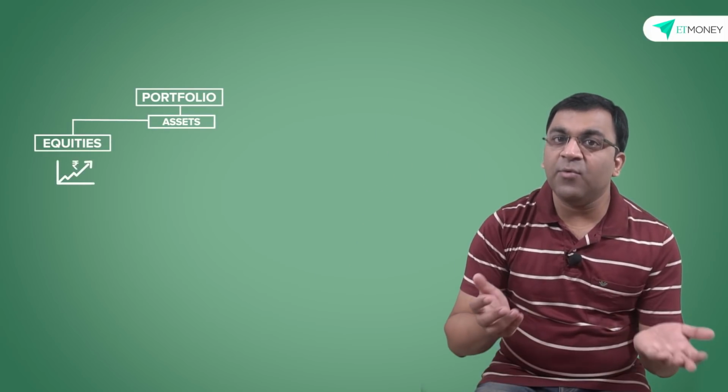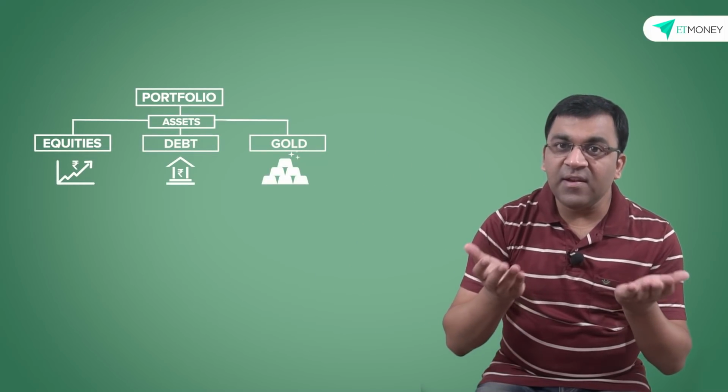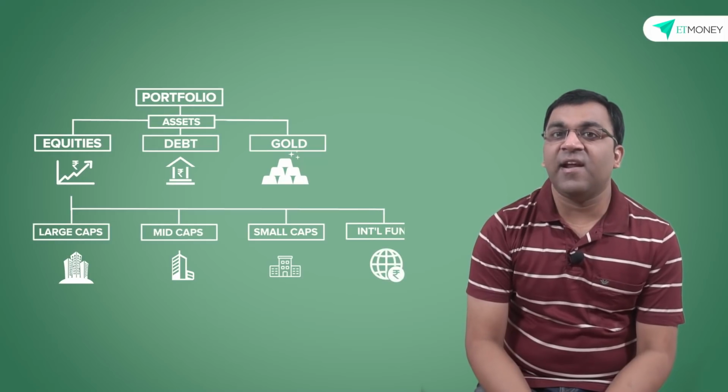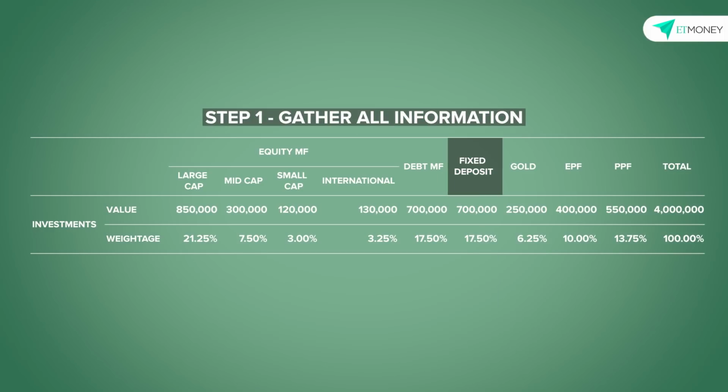And the reason that's important is because most investors have a mix of assets in their portfolio, ranging from equities to debt to gold, and even within equities there are distinct classifications like large caps, mid caps, small caps, and international funds. In fact, let's put everything together in an example and see how far it takes us. Okay, so we start with step 1, which requires us to gather all available information and organize them in a spreadsheet. So that's all my FDs, gold, debt funds, PPF, EPF, and of course the equity funds which are further broken down into clearly defined segments.